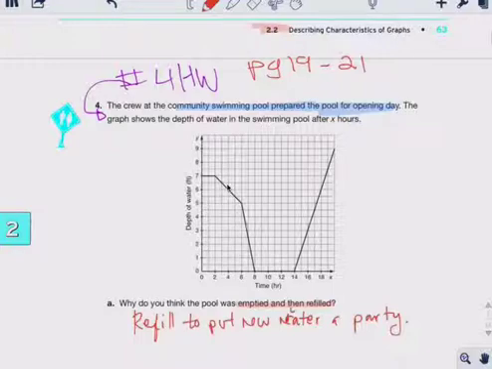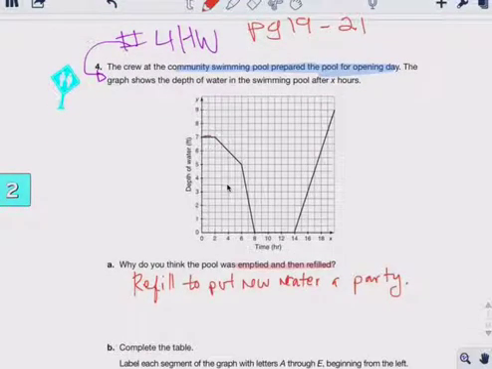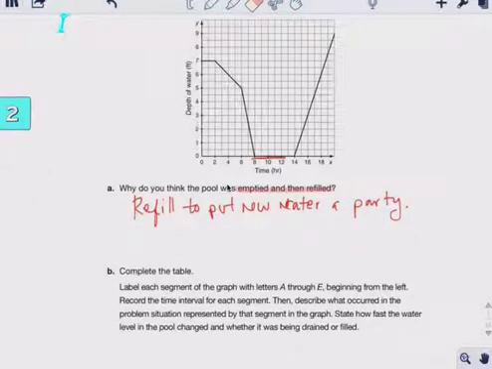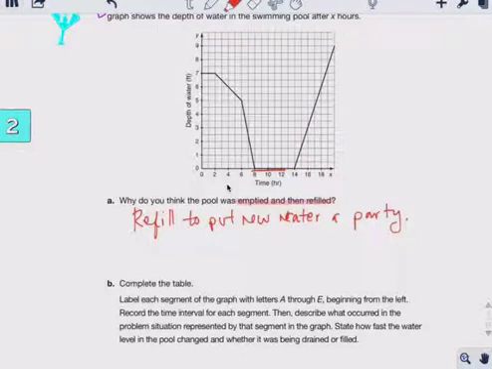Why is it emptied and refilled? So here's the pool. It's full. They're emptying it. It's empty down here, and they're refilling it up there. Okay? Just if you don't understand, it's explaining it to you. Complete the table. Okay, before you complete the table, you need to label these by intervals.